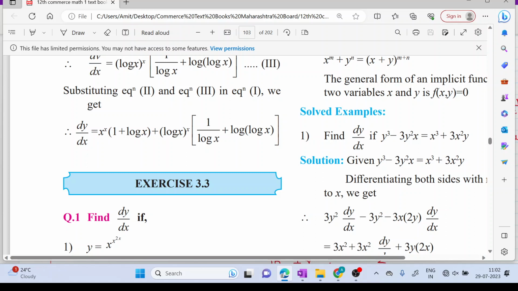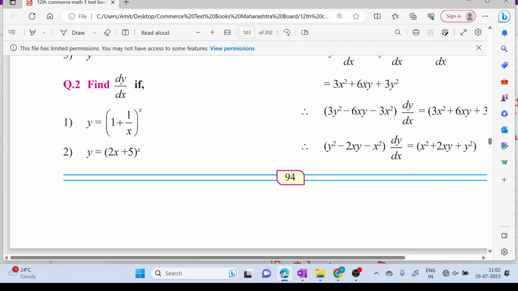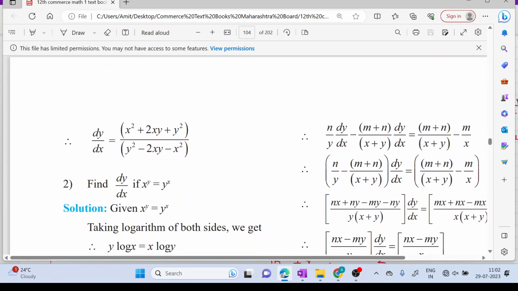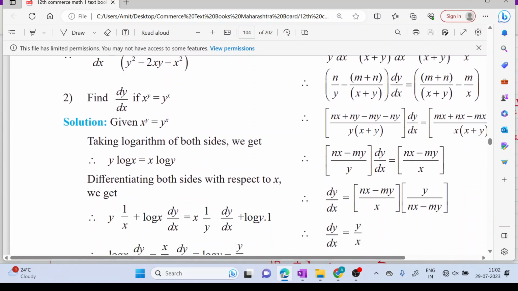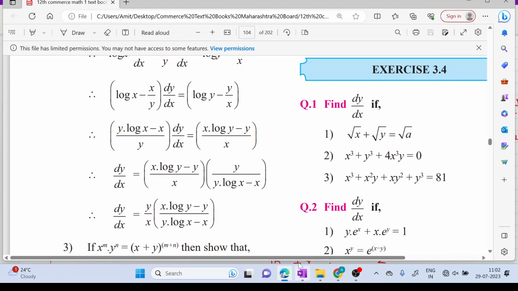So y cube minus 3y square x is equal to x cube plus 3x square y. Solved example, right? Laboni, this was the problem, right? Solve example, right? So let's see how to solve this implicit function. So, coming here. Now what do implicit functions give?